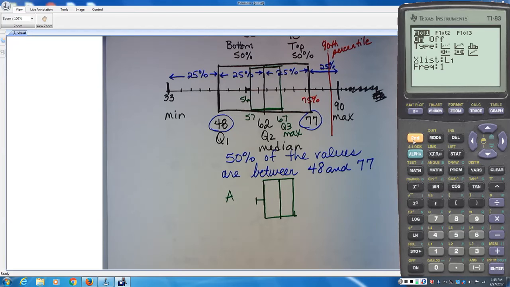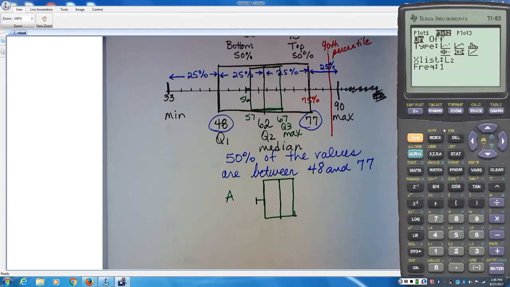Now we're going to go back and go second y equals a second time, because we're also going to make a box plot for data set 2. So we're going to turn it on, down arrow and across to get to the box plot in the middle of the second row, hit enter, and this time we don't want to make another one of list 1, we want one of list 2. So we go second and L2 to get list 2.